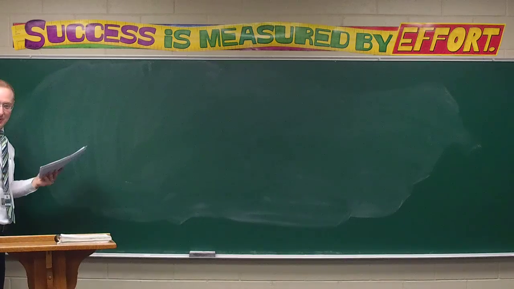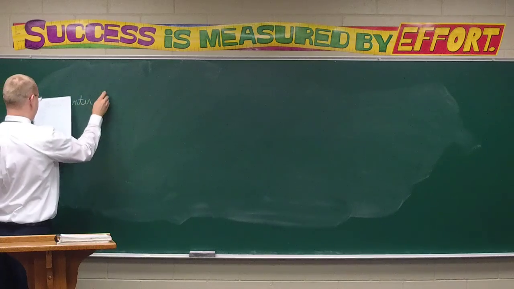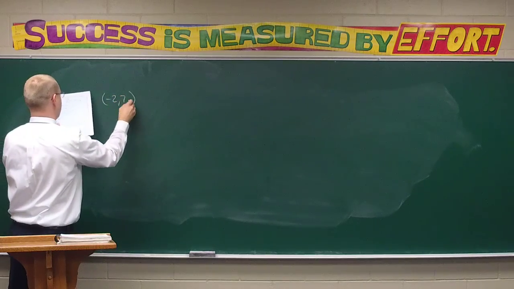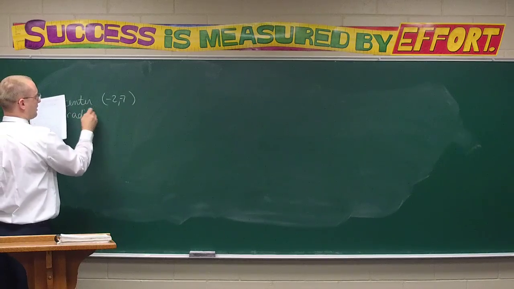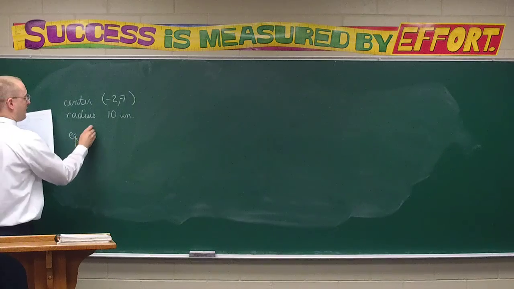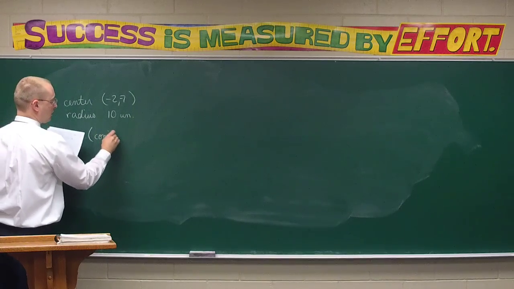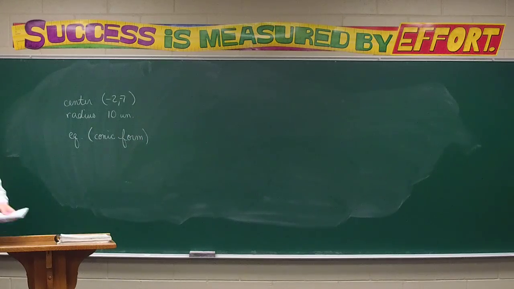Making sure I'm clear. Let's suppose we've got a circle. The center is at negative 2, 7. Let's go with negative 2, negative 7. And the radius is 10 units. What is the equation in the conic form? Match seats.